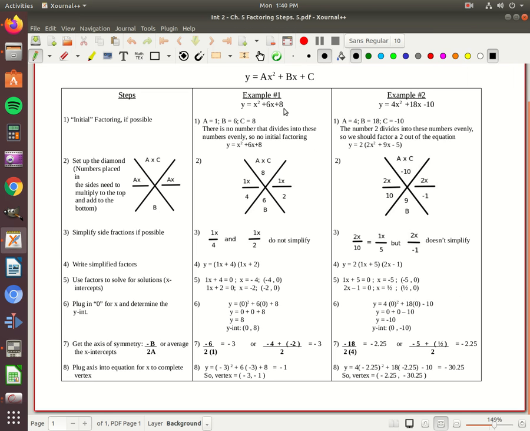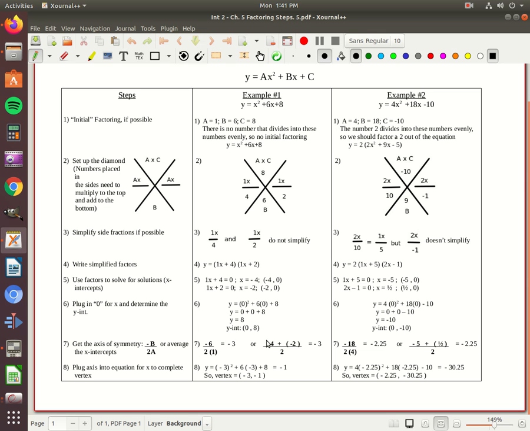Let me go and set up example number 1 again. So there's nothing to factor. We make our diamond. We get x plus 4, x plus 2. We know our x-intercepts are at negative 4 and negative 2. Again, I can get my y-intercept by just plugging 0 in up here. I know it's going to be 0, 8. I can get my axis of symmetry one of two ways. I can either get the halfway point between negative 4 and negative 2, which is obviously negative 3, or I can say negative b, which is 6, so negative 6 over 2a. 2 times 1 is 2, so negative 6 divided by 2 is negative 3. Either way, I get the same axis of symmetry.